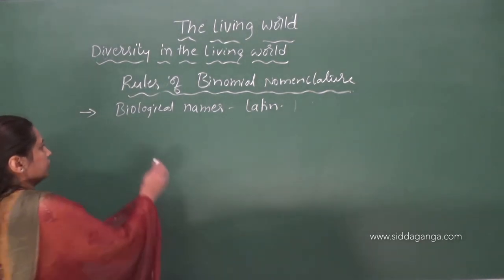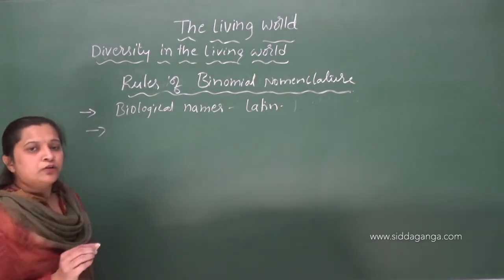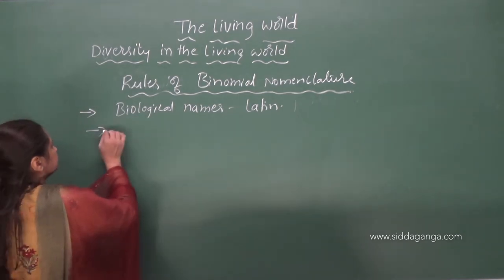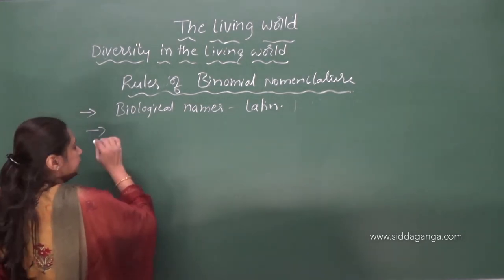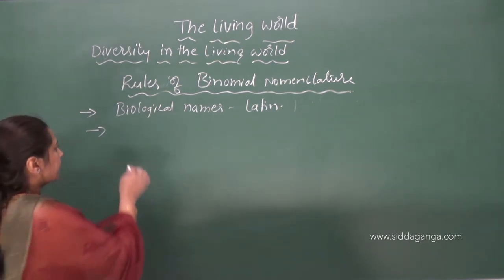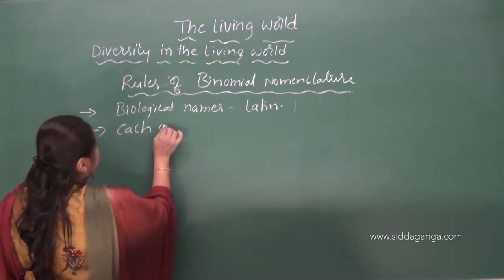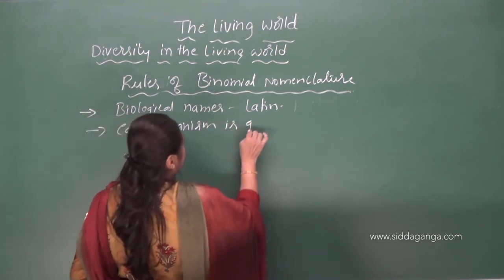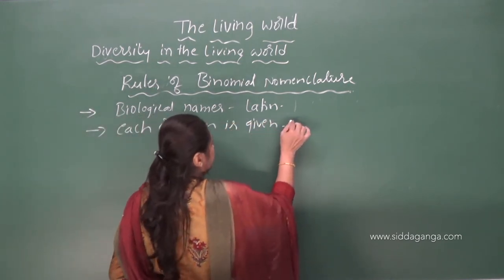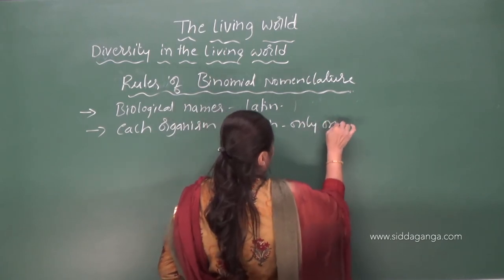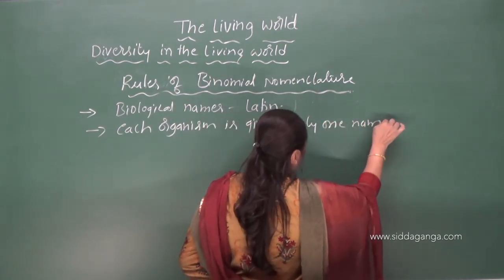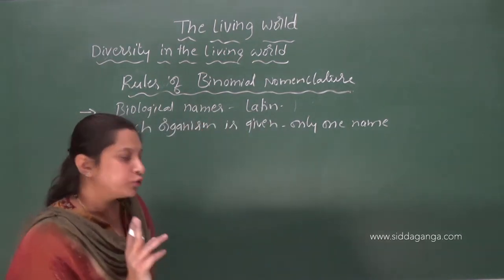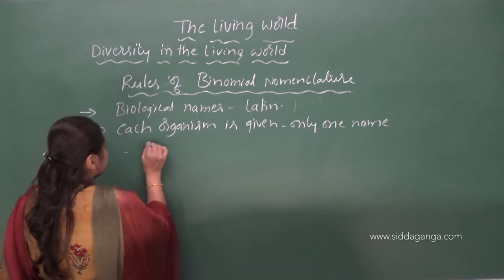So the biological name should derive from the Latin language. And according to this, each organism is given only one name, but that name must consist of two components or two words.